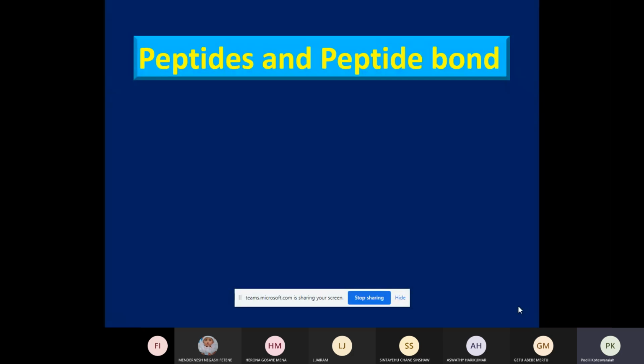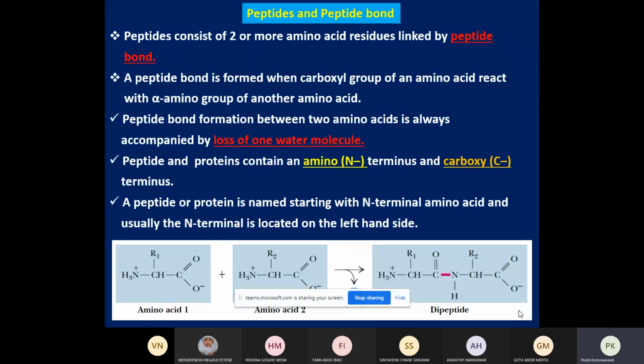In this module, we will be discussing peptides, peptide bond formation, and the physiologically important peptides. Then we will discuss the classification of proteins and their functions, then the organization of protein structure, that is the primary, secondary, tertiary, and quaternary structure. Finally, I will give you an overview of the Ramachandran diagram, which is important to understand the structure of the protein.